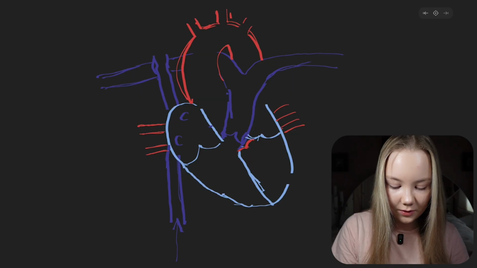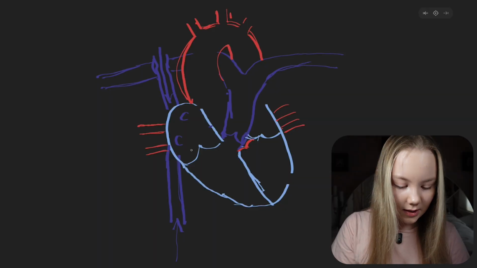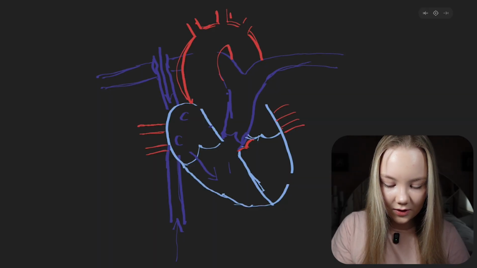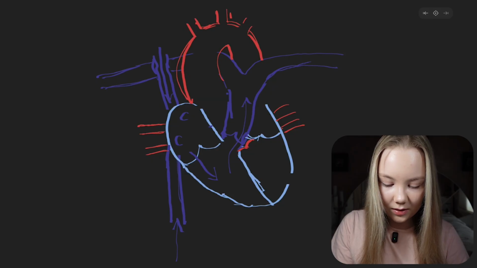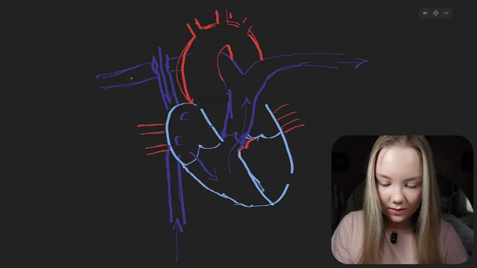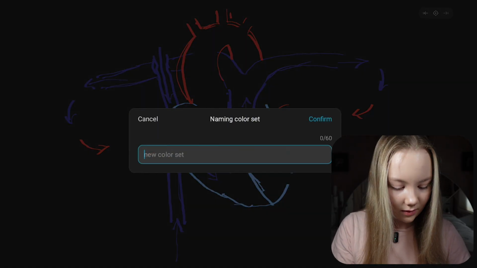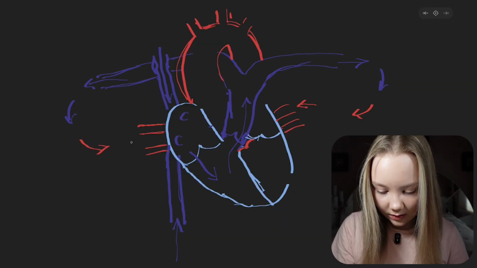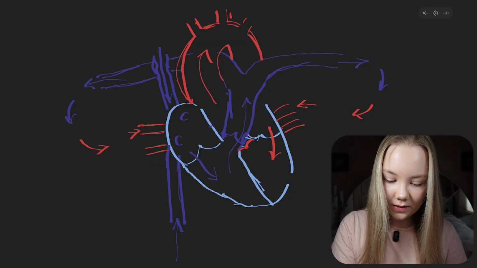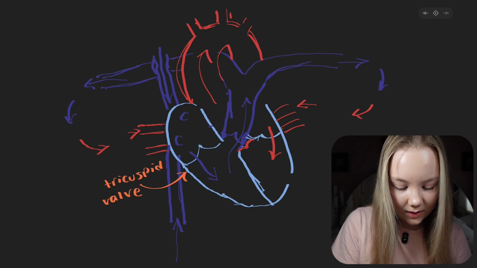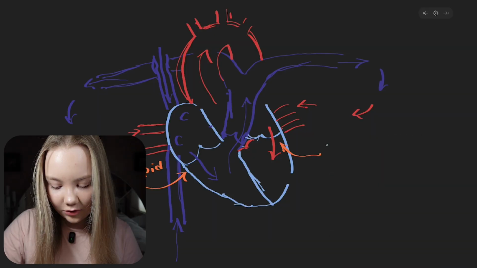So, blood flow goes into the right atrium, and then it's going to go into the right ventricle, and then into the pulmonary artery, into the lungs. After it's oxygenated, it's going to go through the pulmonary veins into the left atrium, then left ventricle, and then into the aorta. So remember that this is the tricuspid valve, separating the right atrium and right ventricle.